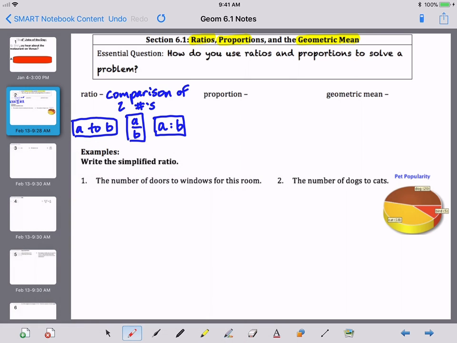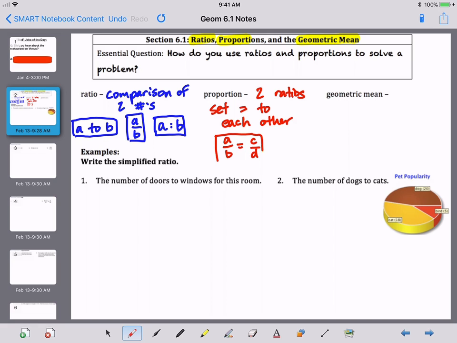A proportion then is two ratios that are set equal to each other. And just as an example, we could have the ratio A over B equal to C over D. And we're going to look at solving some proportions in just a moment here.